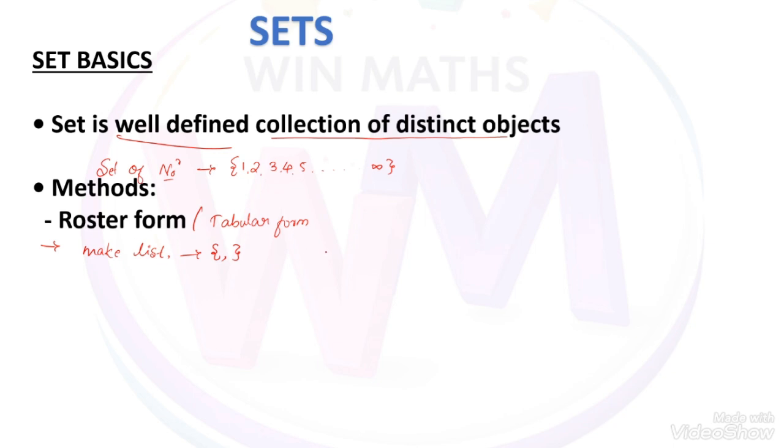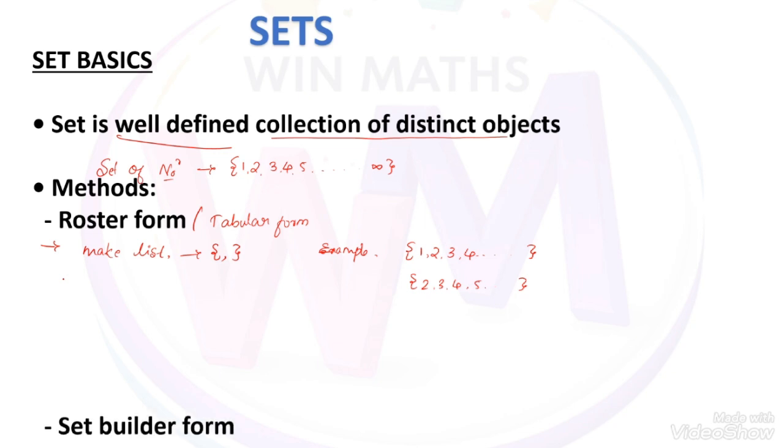While considering the example, the set of natural numbers: 1, 2, 3, 4 and so on. Then 2, 3, 4, 5 and so on. Then it is a collection of the numbers.